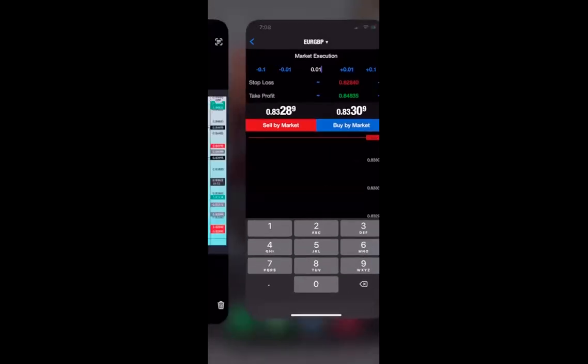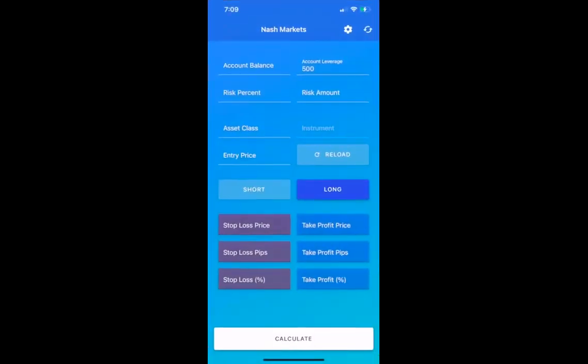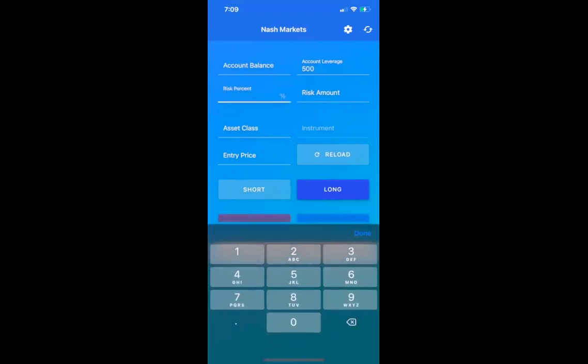For my lot size, I'm gonna now utilize Nash Market. Once again, I'm in no way affiliated with the Nash Market app whatsoever. I just love the simplicity of this app. Here, you want to be risking 1 to 2% of your account, or even 1 to 3%, no more, and make sure you have good risk reward.